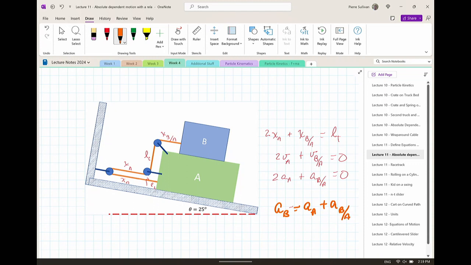I also know that the acceleration of B is equal to the acceleration of A plus acceleration of B with respect to A. And I only care about acceleration at this point because what I'm interested in is my second law analysis. So I have that, I have this, I have all of these terms here.